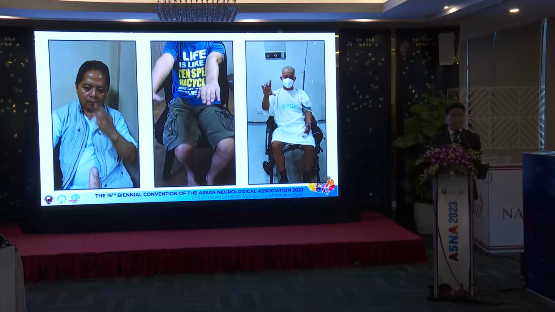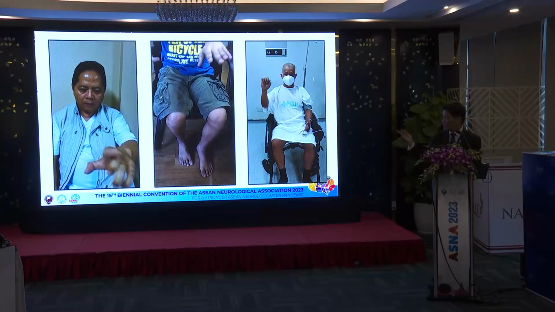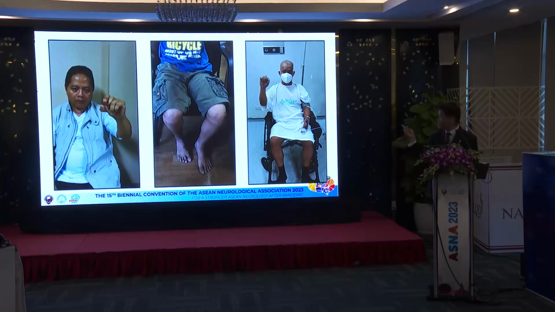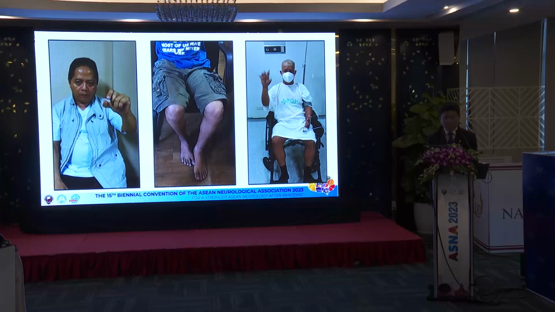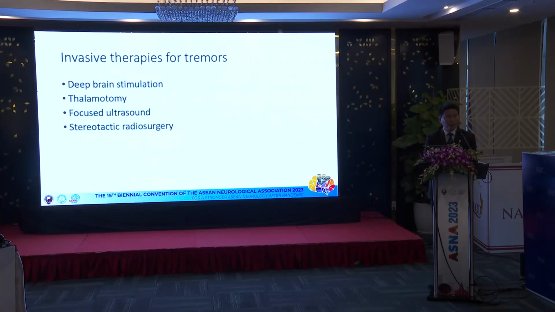The second patient has Holmes tremor. He suffered a brainstem stroke and thereafter presented with these irregular tremors. And these two other patients have Parkinson's disease. So these are some examples of the invasive therapies for tremors, but we'll focus more on deep brain stimulation and focused ultrasound.